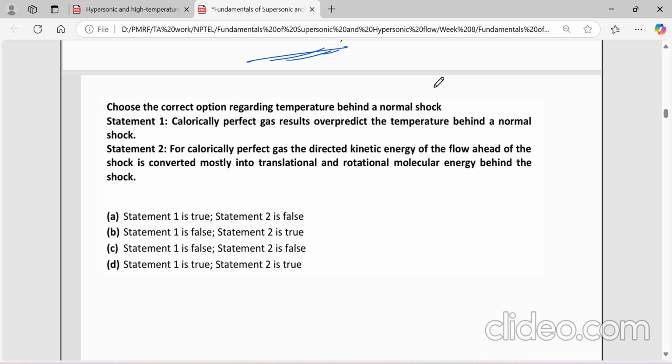This problem is: choose the correct option regarding temperature behind the normal shock. Statement 1: calorically perfect gas results over-predict the temperature behind a normal shock. Statement 2: for a calorically perfect gas, the directed kinetic energy of the flow after shock is converted mostly into translational and rotational molecular energy behind the shock. You have to tell which statement is true and which is false.